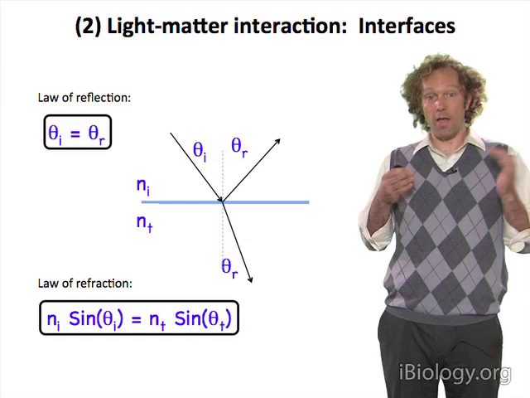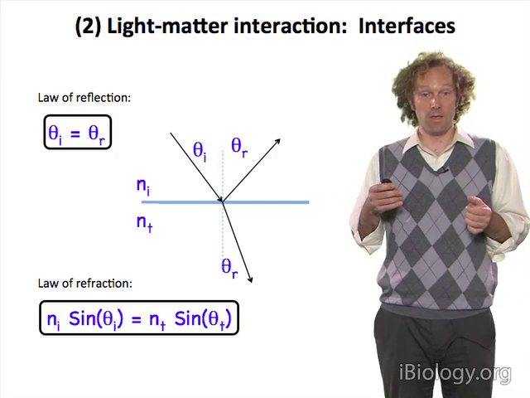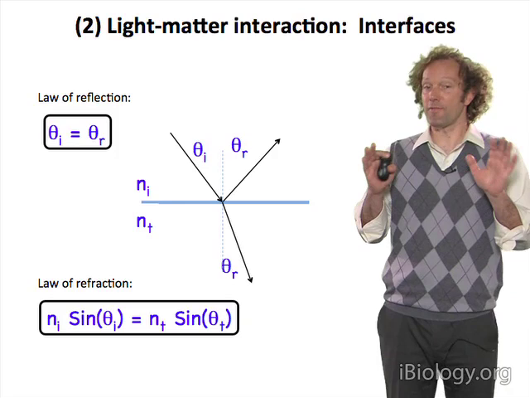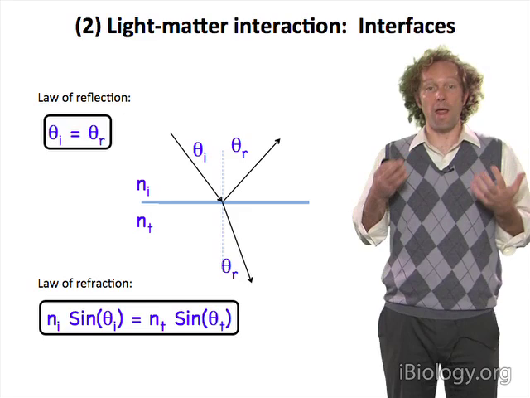Now, these equations tell you something very useful and very important about light. They tell you where it's going to go at any interface. These interfaces are assumed to be smooth and specularly reflecting, so that's a caveat on this set of equations. But the important point here is that this tells us where the light is going to go, but it doesn't tell us how much. That's a second set of equations.